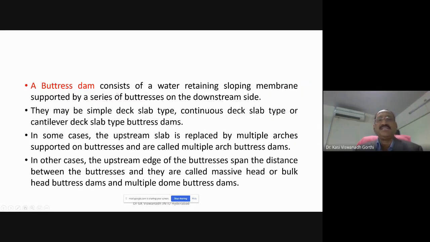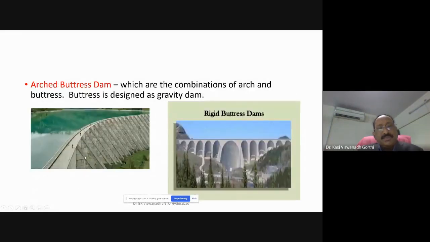Buttress dam on the other side consists of a water retaining sloping membrane supported by a series of buttresses on the downstream side. So there will be a buttress, and this buttress will support the dam. So this is called the buttress dam. In some cases, the upstream slab is replaced by multiple arches supported on the buttresses. So you have a number of elements like arches. So that is the buttress dam. You can see in the figure, these are all the buttresses which are provided. All these buttresses support the dam.